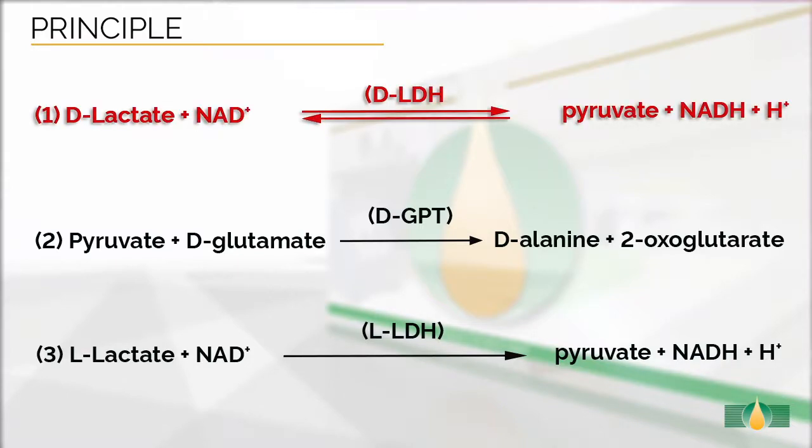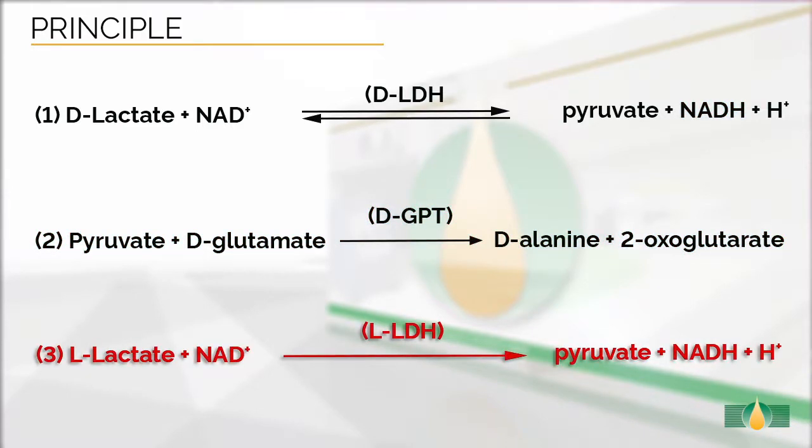The principle of the enzymatic reactions involved in the measurement of D-lactic acid and L-lactic acid are shown in this figure. In the presence of NAD, D-lactic acid is oxidized by D-lactate dehydrogenase to pyruvate. As the equilibrium of the first reaction favours D-lactic acid and NAD, a second reaction, catalysed by D-GPT, is required to trap the pyruvate product and drive the first reaction to completion. The amount of NADH formed in the above coupled reaction is stoichiometric with the amount of D-lactic acid. It is the NADH which is measured by the increase in absorbance at 340 nanometers.